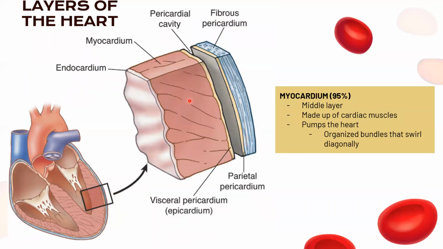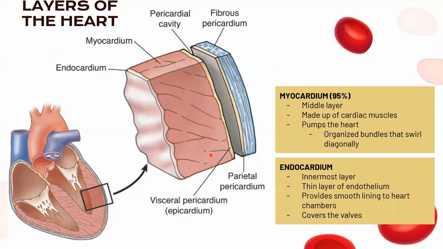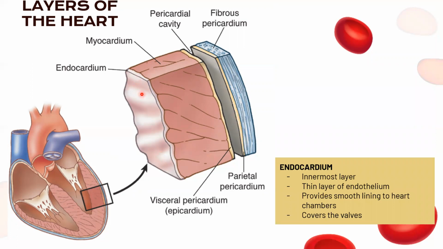This is your myocardium, the main muscle of the heart. It's the middle layer and made up of cardiac muscle. It pumps the heart and is organized into bundles that swirl diagonally. And you have your endocardium, the innermost layer, a thin layer of endothelium, which provides a smooth lining to the heart chambers and covers the valves of the heart. So you have the pericardium, the myocardium, the main muscle of the heart, and then the endocardium.